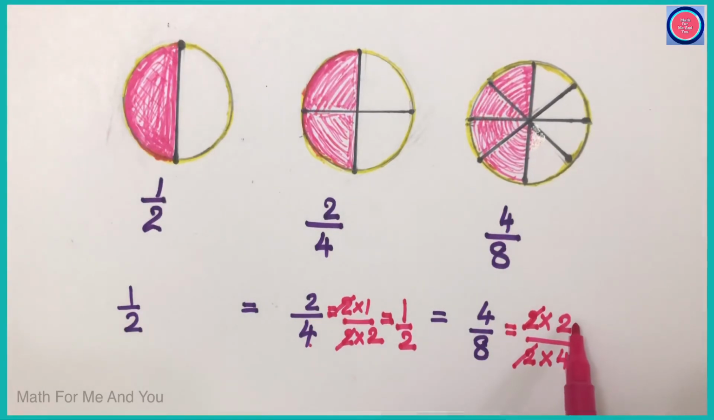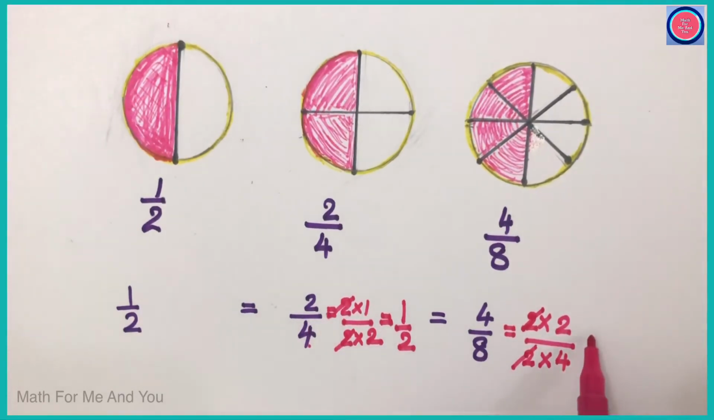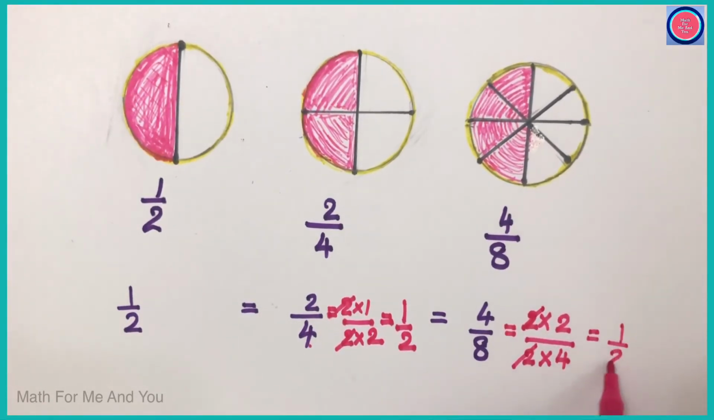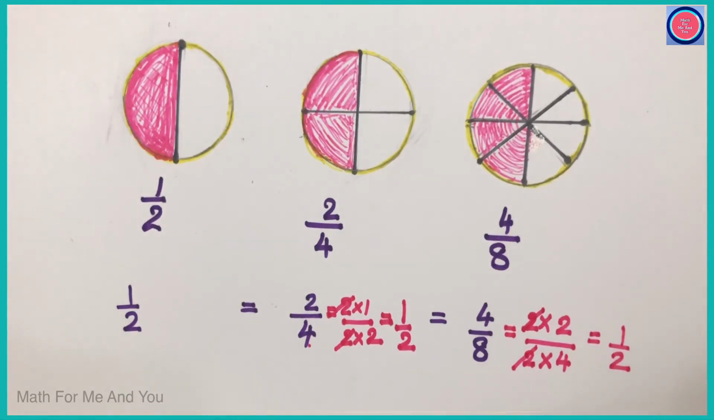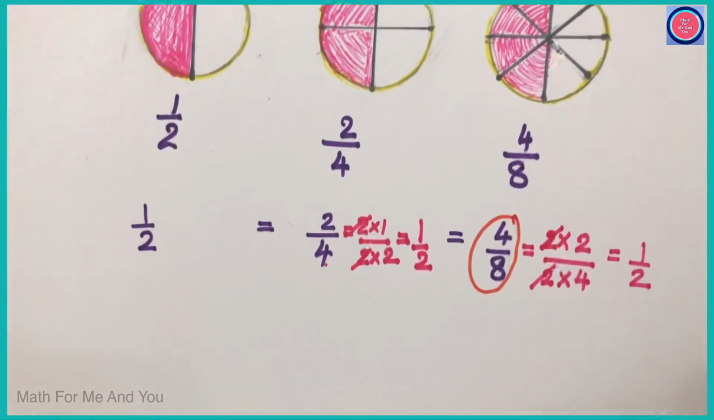What is 2 over 4? We find it is equal to 1 over 2. So we can write that 2 over 4 is equal to 1 over 2. That means 4 over 8 also is equal to 1 over 2. If you want, you can find 4 over 8 directly as 1 over 2.